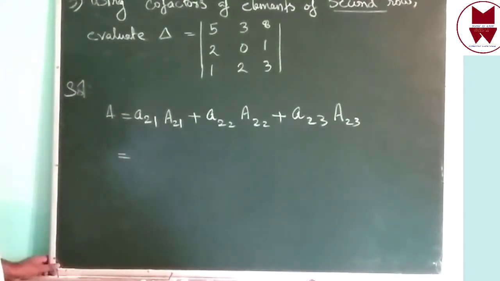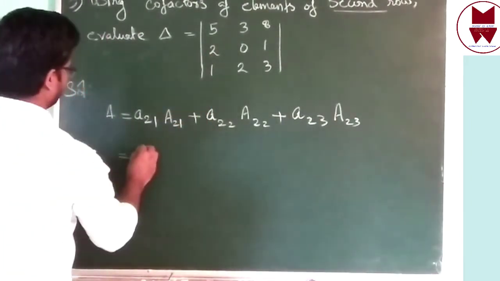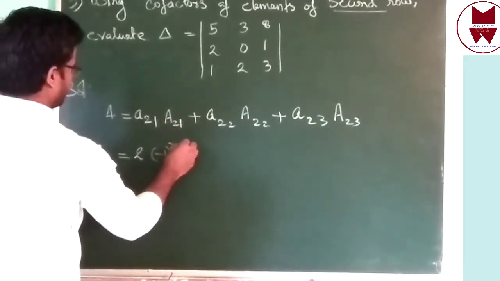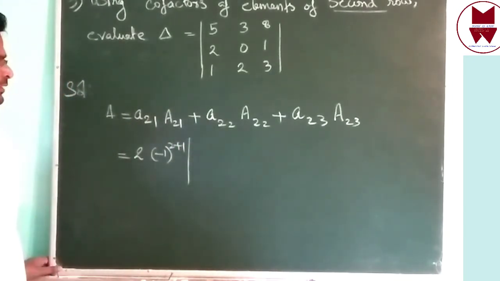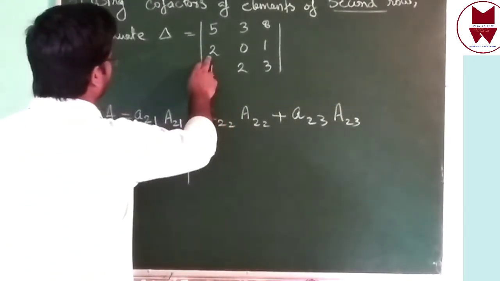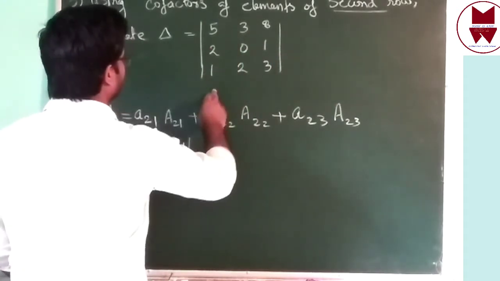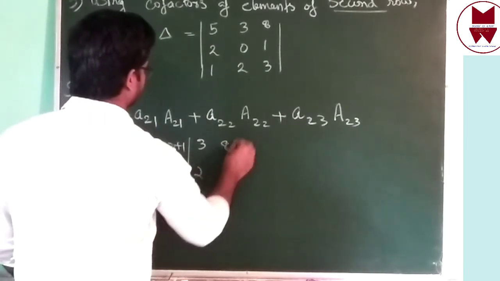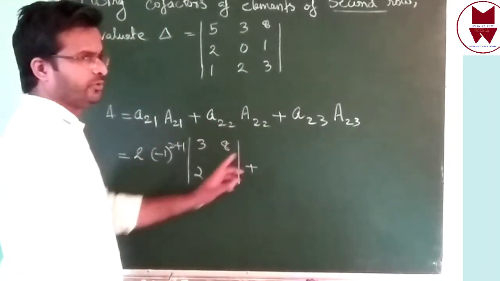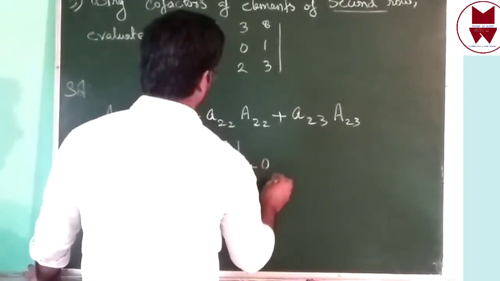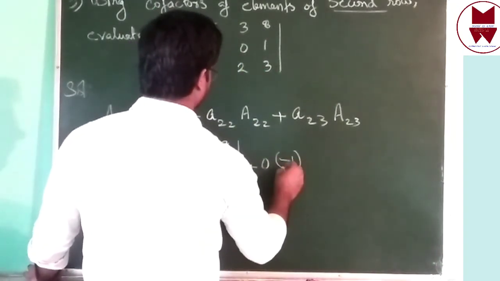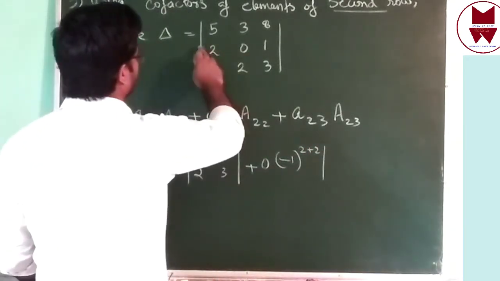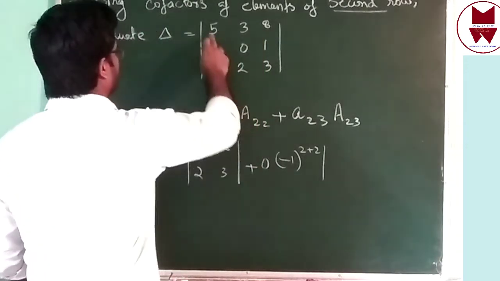Then A21. What is A21? That is 2. Then cofactor, find out minus 1 raised to 2 plus 1 into minor. How can we find the minor of this number? Second row and first column, just leave it out. Then remaining 3 8 2 3. Then A22. A22 means 0. 0 into minus 1 raised to 2 plus 2. Then minor of 0, second row and second column leave it out. Then 5 8 1 3.